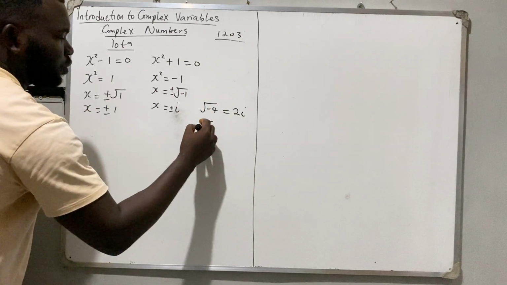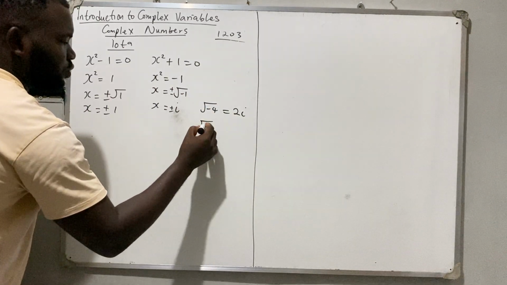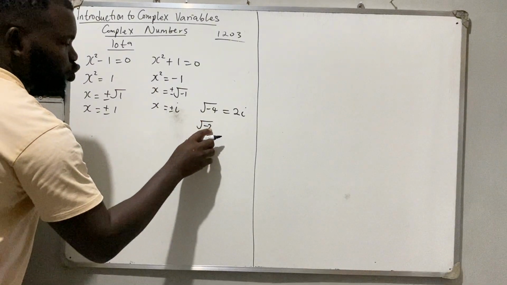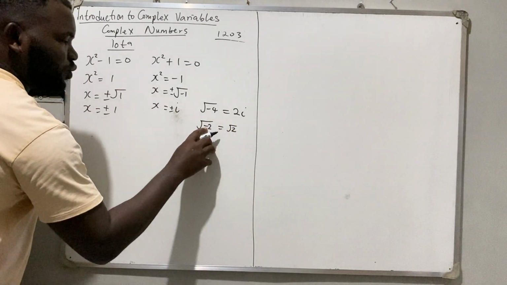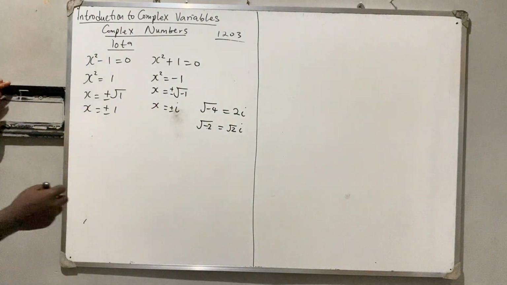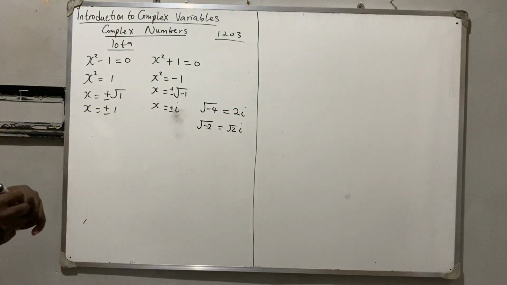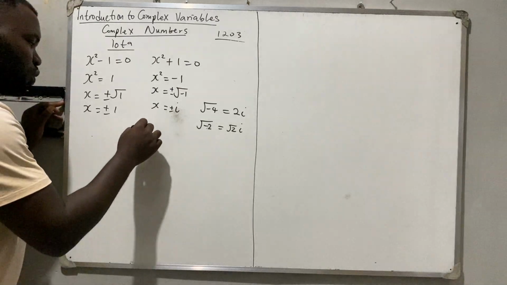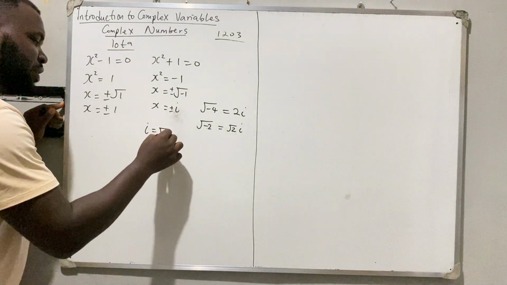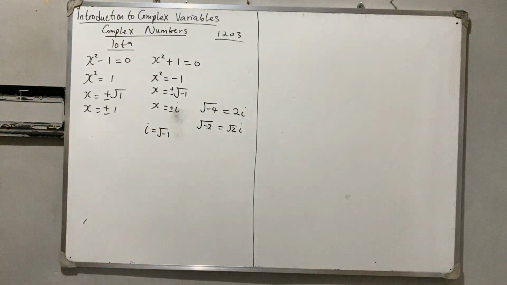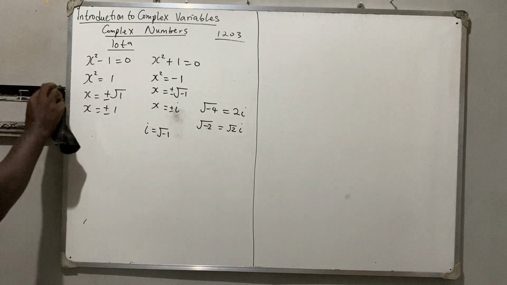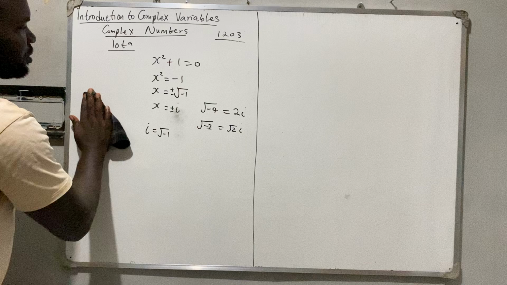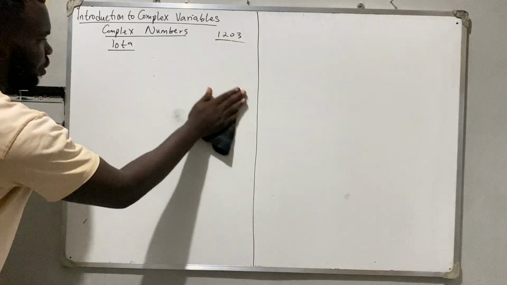So if I have the square root of minus 2, for example, I know that 2 does not have a square root, so I will leave it as square root of 2. But I know the square root of minus is i. So take note that i is equal to the square root of minus 1. That's how we got that. So the i is called the iota. And that is what brought about the study of complex numbers.